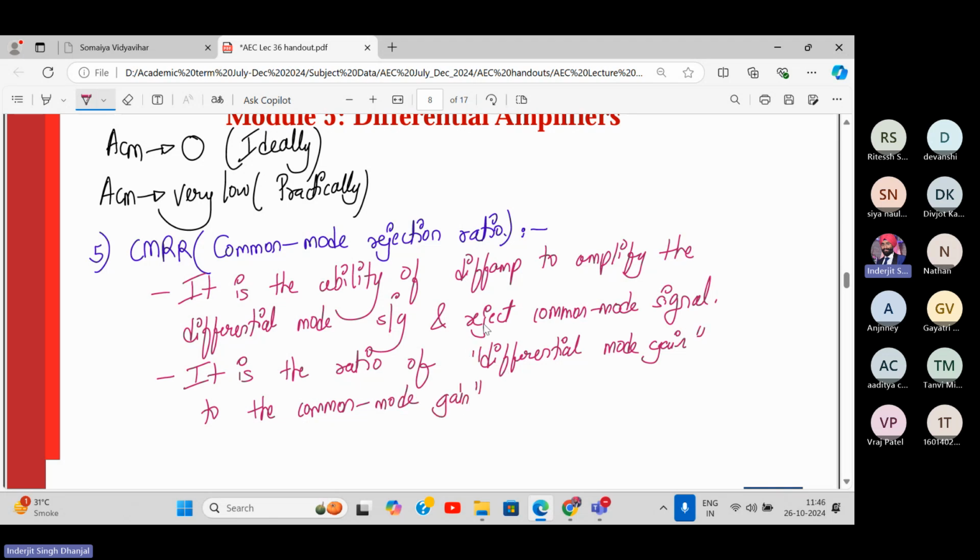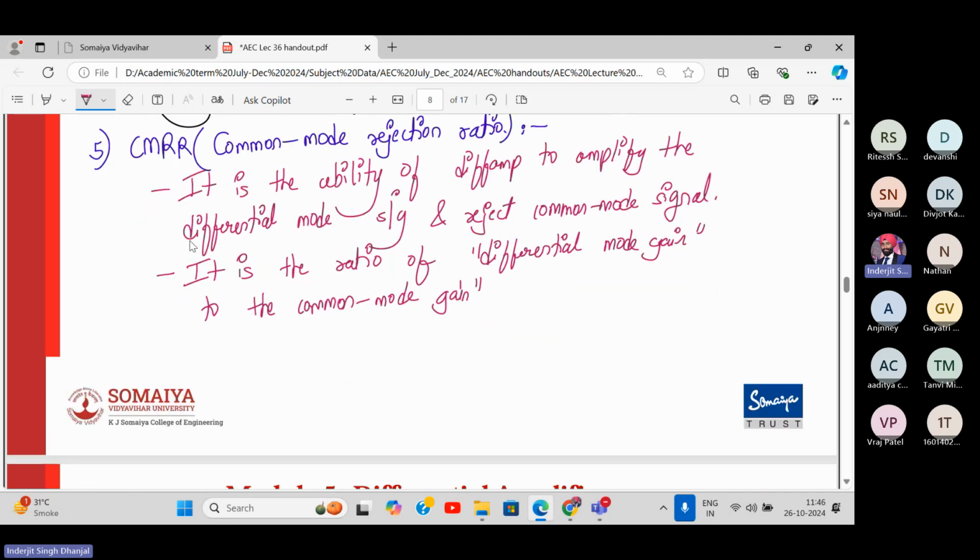Okay. So mathematically, can we write this? CMRR is the ratio of differential mode gain to common mode voltage gain. So CMRR is equal to AD upon AC. We consider the magnitude of it, because sometimes your differential amplifier gain might be negative. So that's why we consider only the positive values. It's a mod sign.